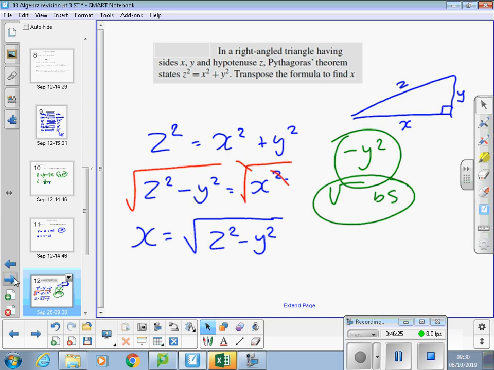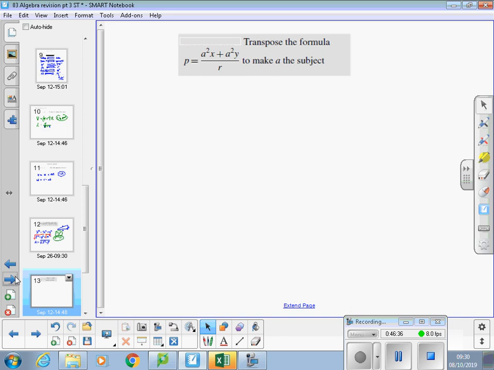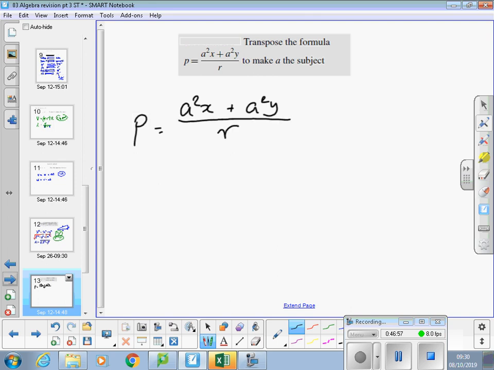Okay, everybody happy with that? So we cancel out square terms with square roots. Transpose the formula to make a the subject. We've got p equals a squared x plus a squared y over r. What makes a the subject?